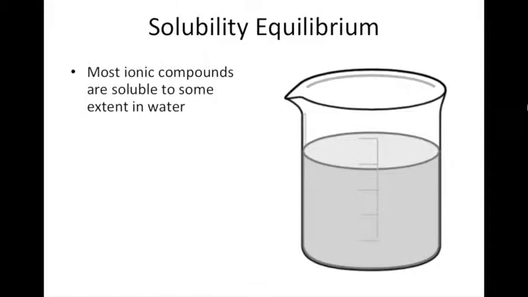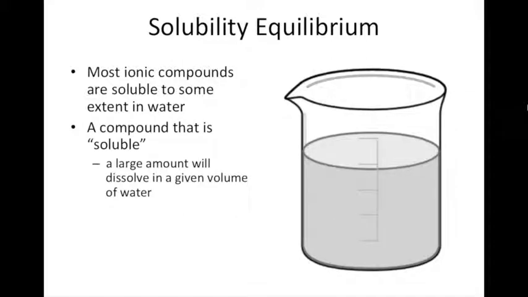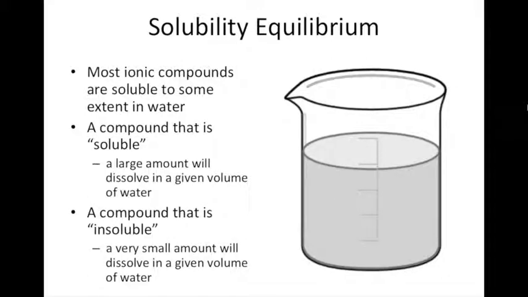In this video, we're going to discuss solubility equilibrium. Most ionic compounds are soluble, at least to some extent, in water. A compound that is said to be soluble means that you can dissolve a large amount of that substance in a given volume of water. Whereas a compound that is insoluble means that only a very small amount of that substance will dissolve in a given volume of water.